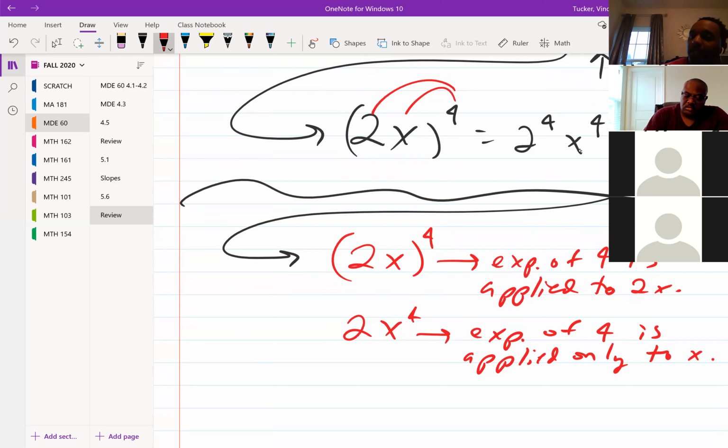So when we go back to the 16x to the 4th, that 4 was already applied to the 2. That's how you got 16. We don't know what x is. So what this is saying is that once you figure out what x is, you can plug it in, and then you can apply your exponent of 4. All right. So the exponent of 4 is only applied to the x if you don't have parentheses involved.